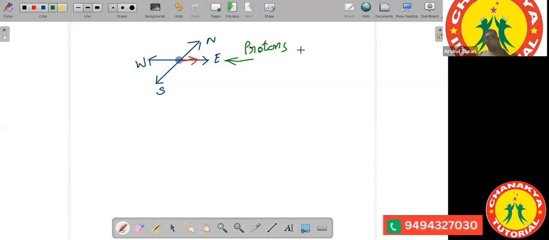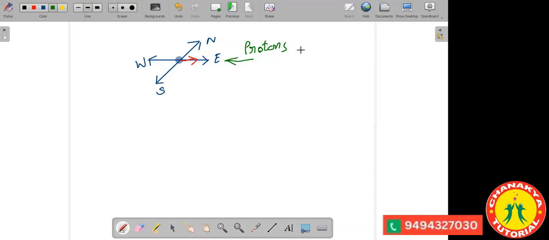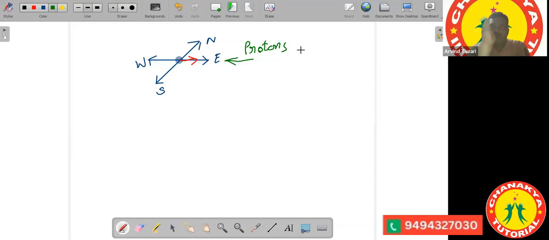See, every question is important. Take a minute, think of it. Suppose I am sitting over here and I am facing towards east. The protons are coming towards me. So this is the direction of current. Now I want to find out the magnetic field. So I will point my thumb towards me. My fingers would be anti-clockwise, sir. So my fingers are curling.